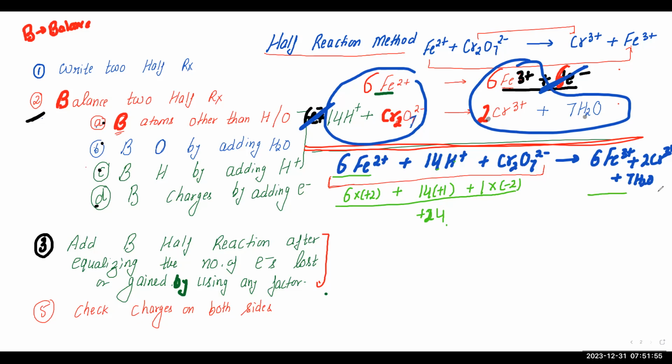Can you do the same thing here? Can you check the charges here? 6 times plus 3. 2 times plus 3. And water is 7 times 0. So how much is here on this side? Is plus 24. It means my equation is correct. It means I have done the correct balancing.